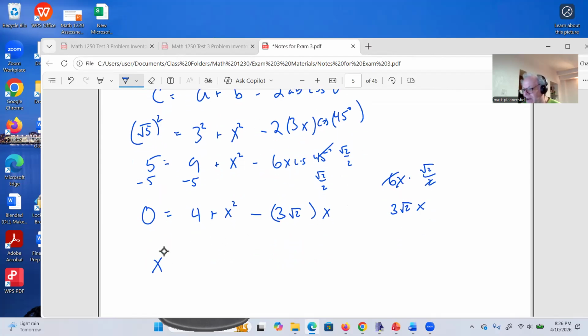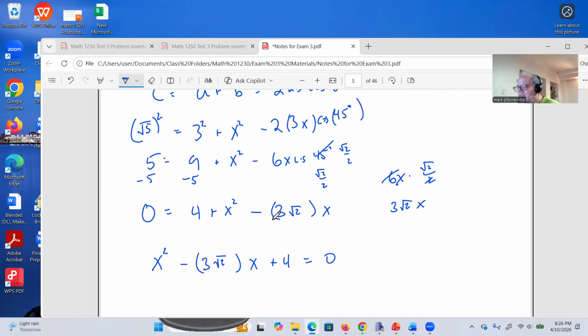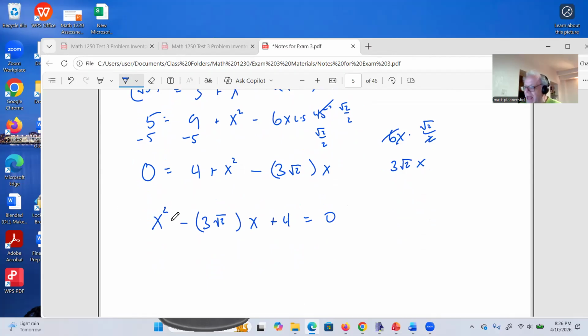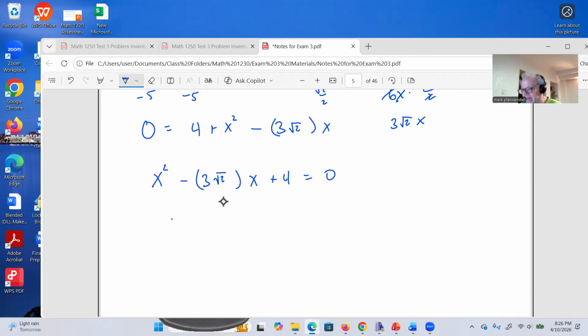Just going to put this in descending form. So we have x squared minus 3 root 2 x plus 4 is equal to 0. All right, so we have a quadratic. I don't think I could factor this. I might be able to, but I can't. So we're going to have to use the quadratic formula: negative b plus or minus the square root of b squared minus 4ac, all over 2a. It's a formula you should memorize, just like the law of cosines.